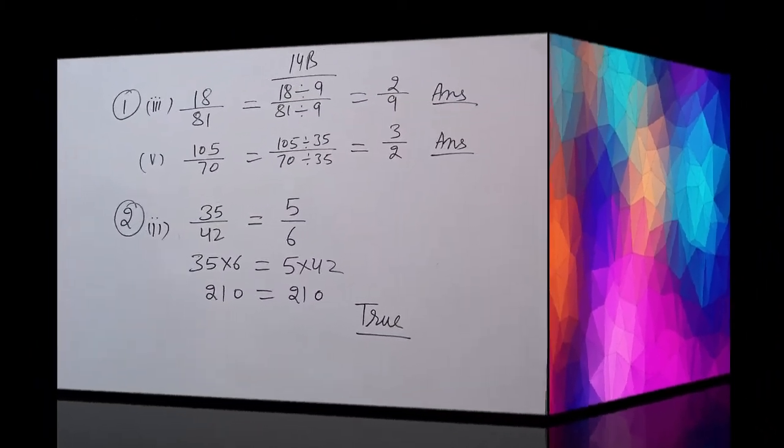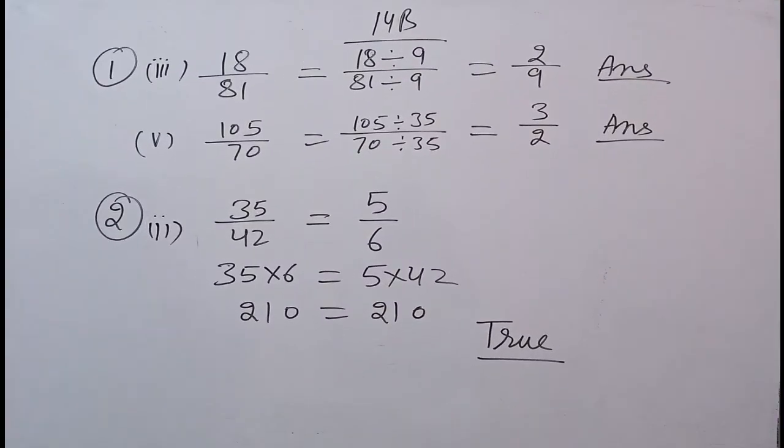Children, I am taking some sums of exercise 14b. The question number 1, third part I am going to take, and we have to reduce the given fraction to their lowest term. So I am taking question number 1, third part, that is 18 upon 81, and we have to convert into lowest term.